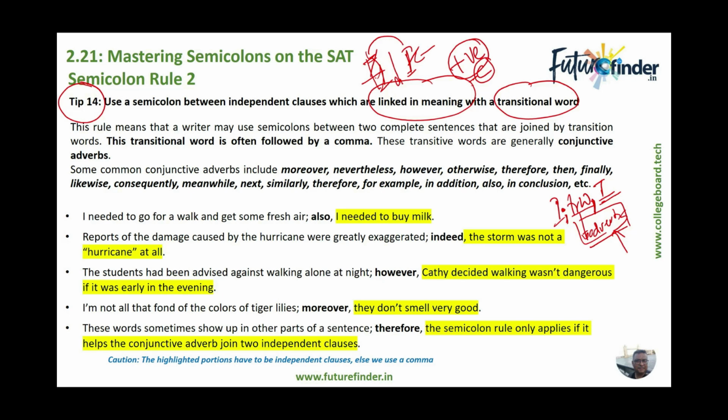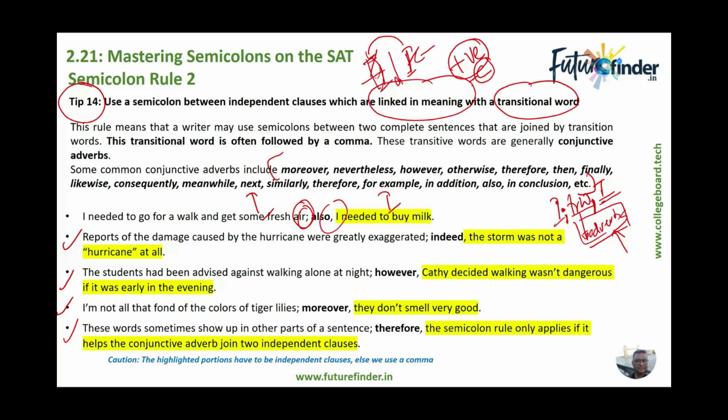So, let us take some examples. These are the most common adverbs that are conjunctive adverbs. So, let us take some examples. I need to go for a walk and get some fresh air. Perfect. Independent clause. I needed to buy milk, independent clause. So, there is a semicolon and there is a comma. You can do, or you can look through the rest of the examples. So, these are all examples that are in the same category.